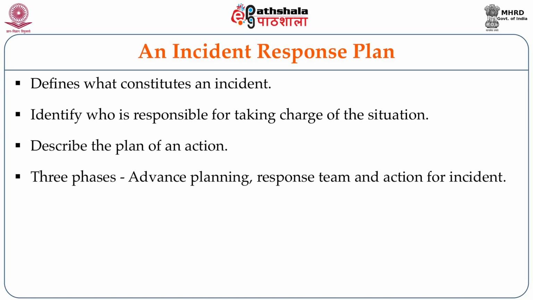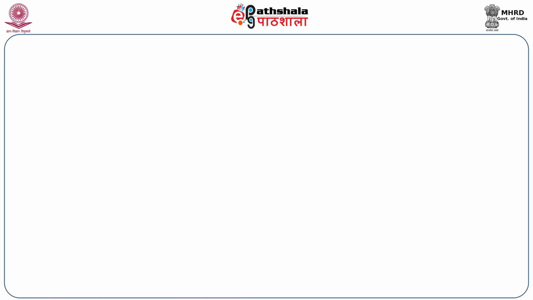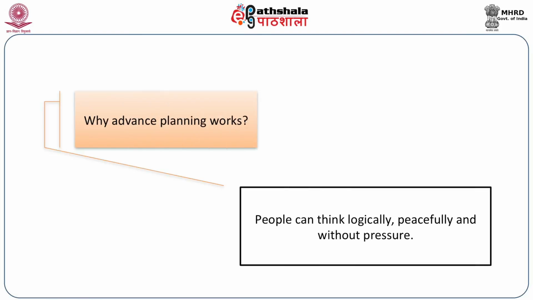When we have an incident response plan, it is done in 4 phases. First is advanced planning, then triage and running the incident. The 4th phase is review. How can advanced planning be done? Advanced planning works best because people can think logically, unhurried and without pressure.